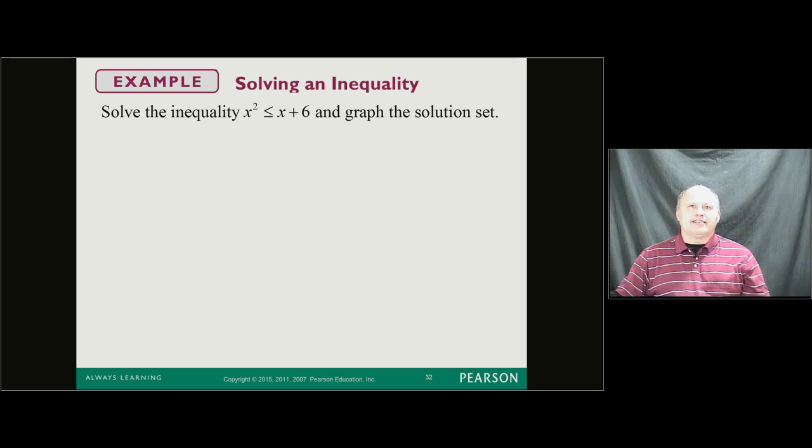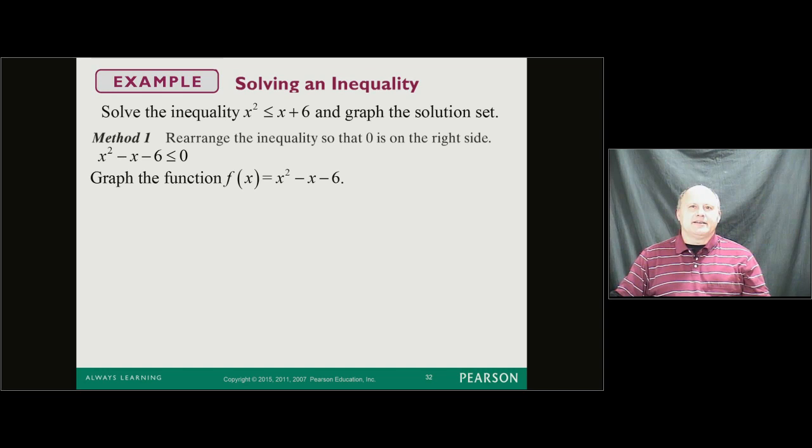So let's look at another example. This one actually has a couple of methods to do it. I'll show you the method I prefer first. We'll call it method 1. X squared is less than or equal to x plus 6. So we do this one the same way I just did the last one. You rearrange the inequality so 0 is on one side. If you remember, the last example had 0 on the right side. So it's very similar. X squared minus x minus 6 is less than or equal to 0.